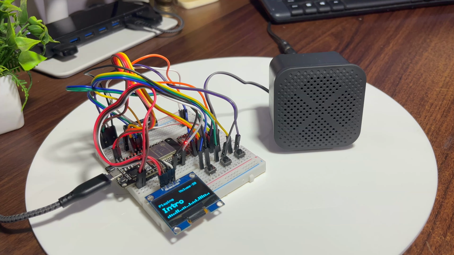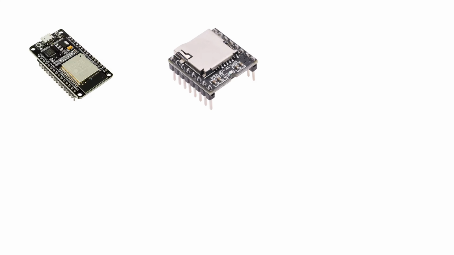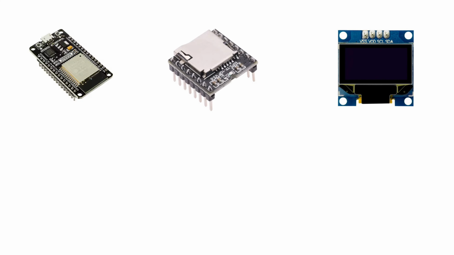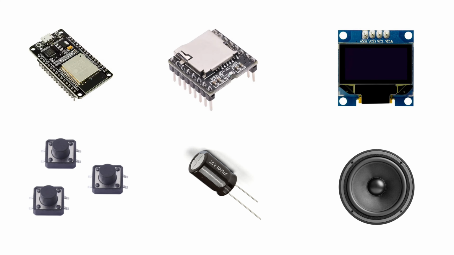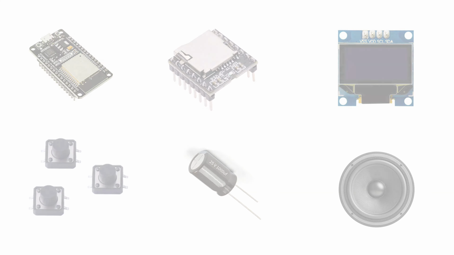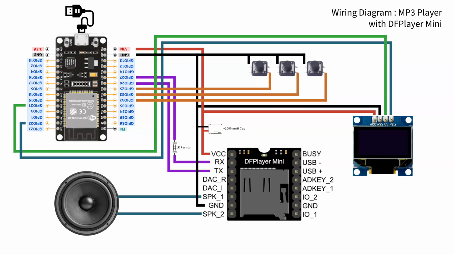To get started, here's what you'll need: ESP32, our microcontroller for handling playback, DFPlayer Mini with microSD card for storing and playing MP3 files, 1.3-inch OLED display to show info, 3 push buttons for play pause, next previous, and volume control, 1000 microfarad capacitor to stabilize power supply, small speaker to output the audio. Follow the wiring diagram on screen and carefully make all connections.